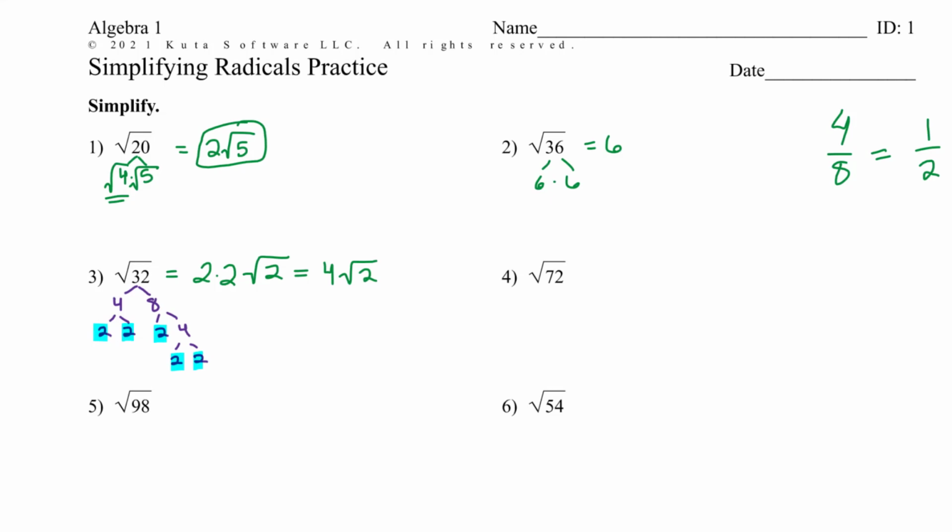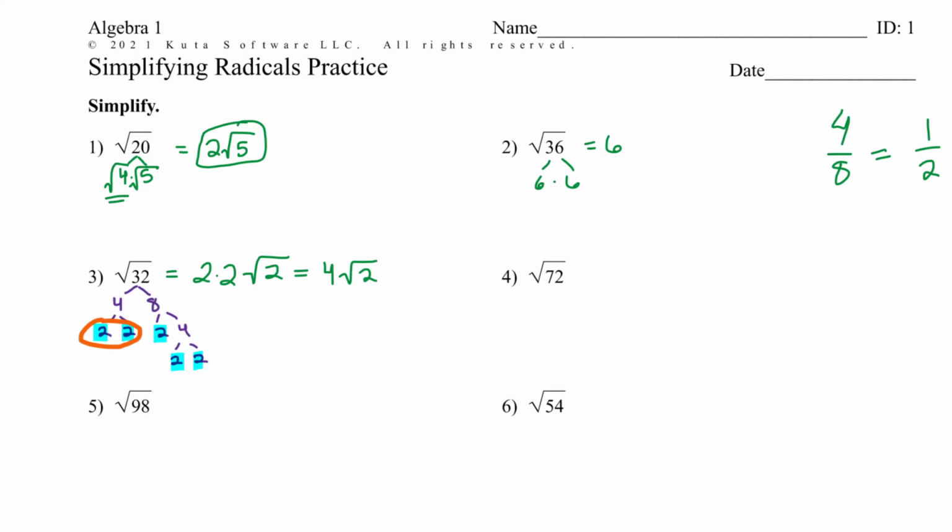And we're going to basically pair up numbers that are the same. They don't have to be next to each other. We're going to pair them up, and every time we have a pair, that tells us that we've got a perfect square. Because if we have two 2's here, that's really a 4, and square root of 4 is 2.